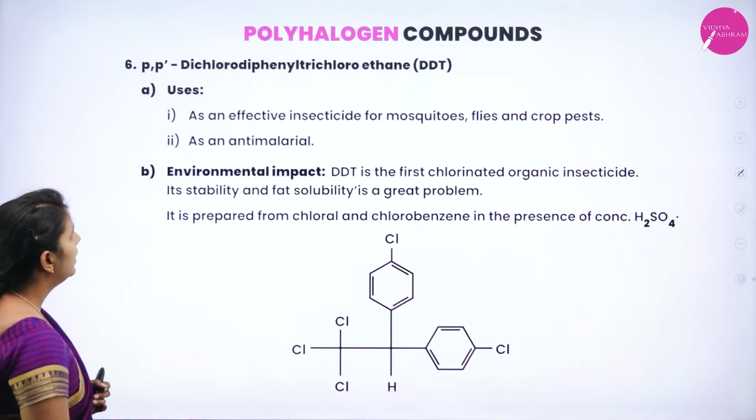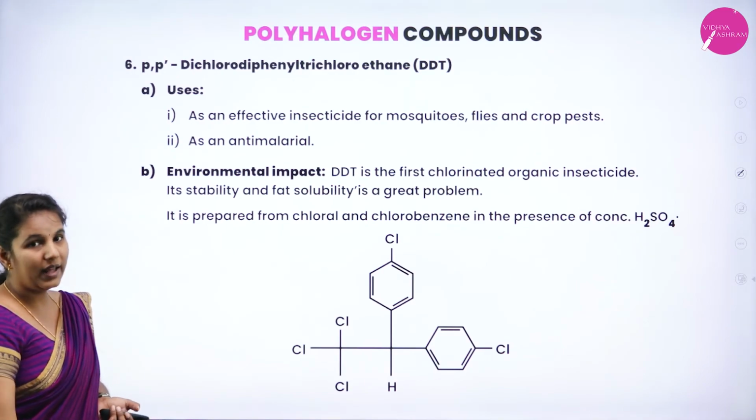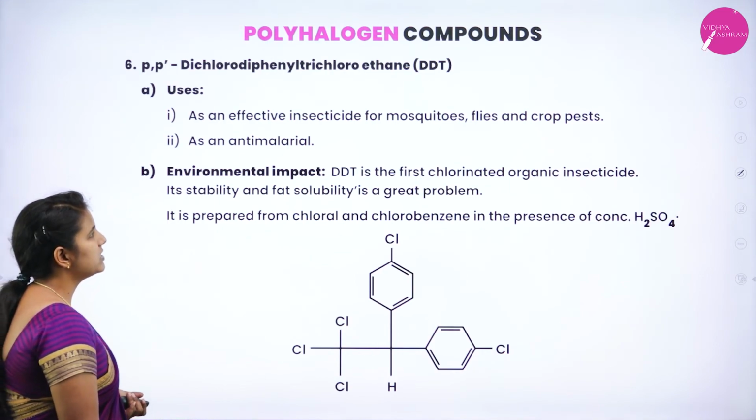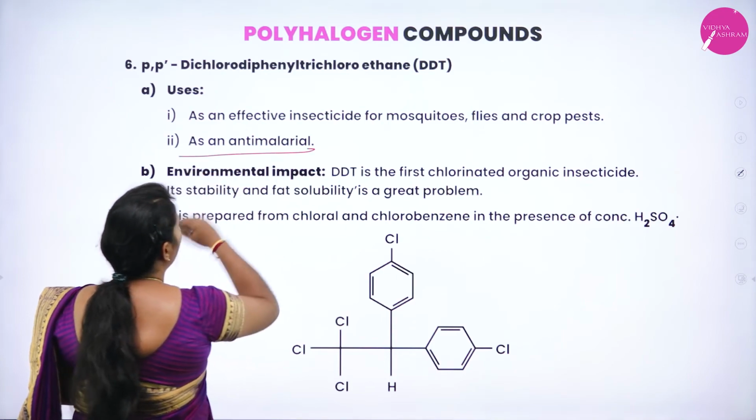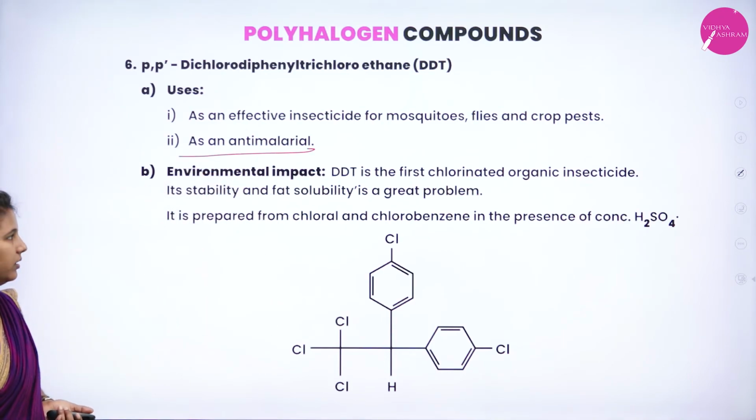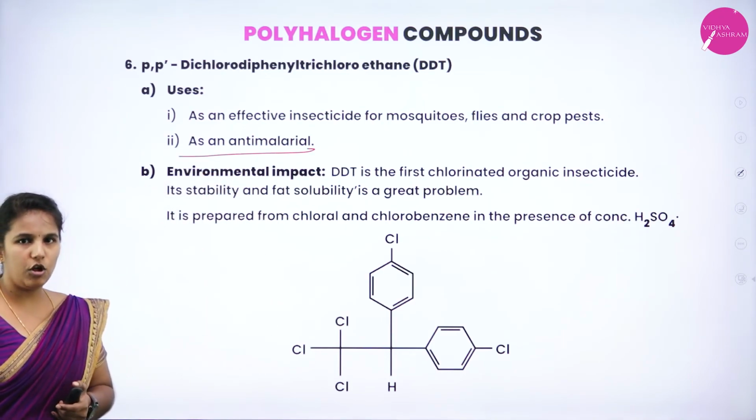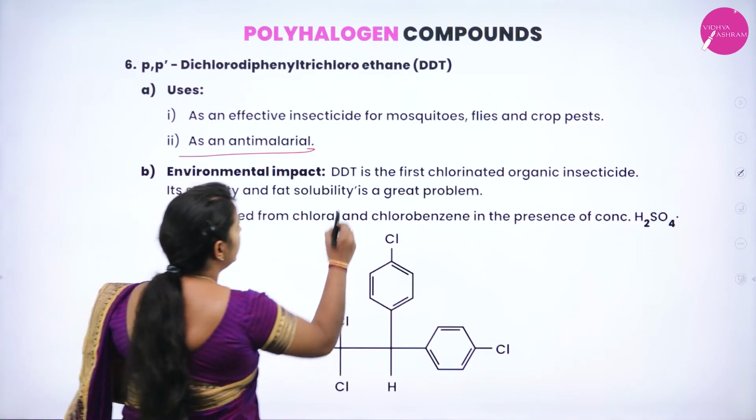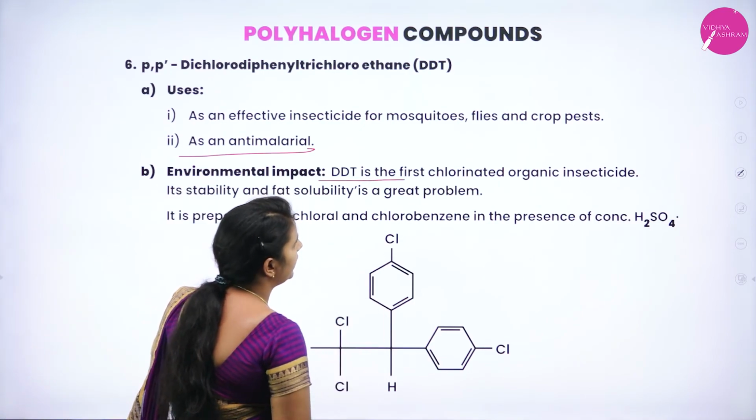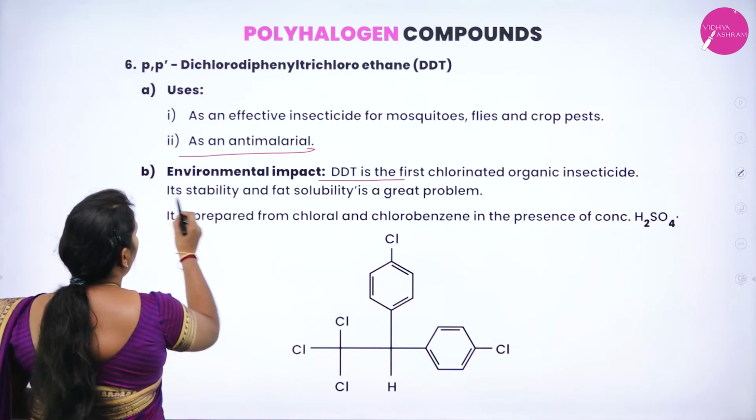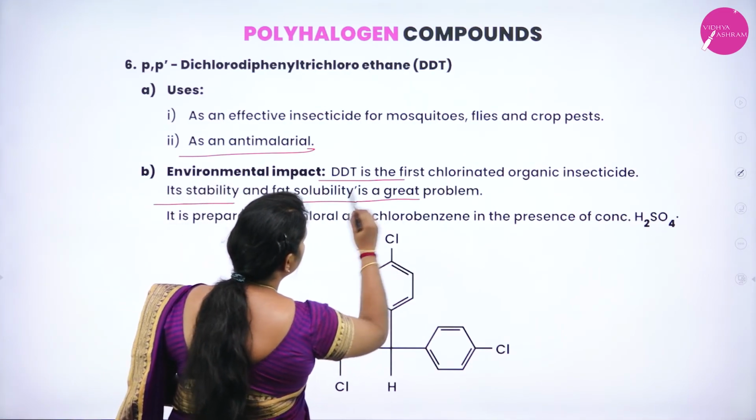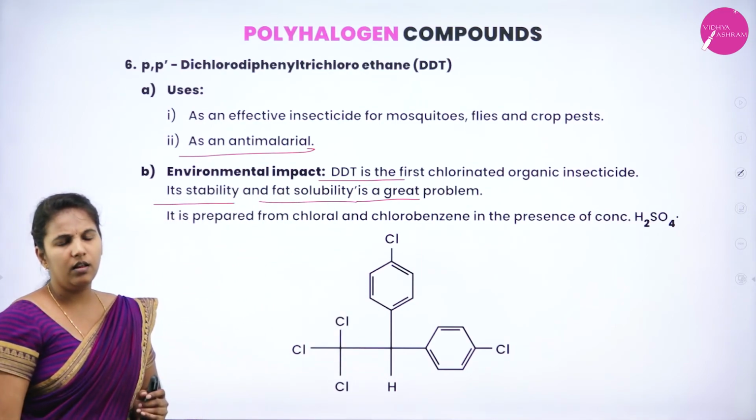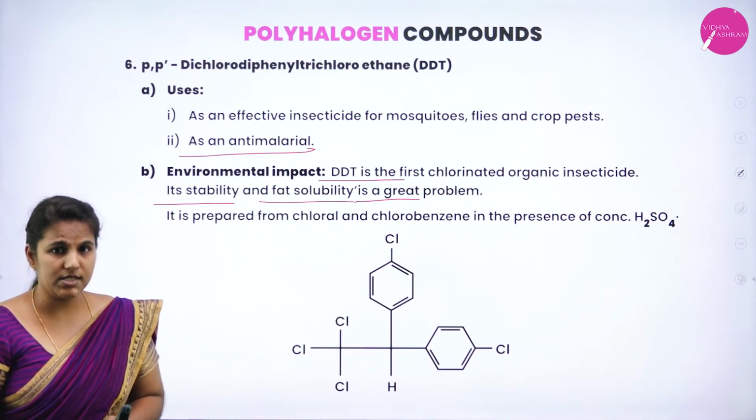Lastly, we have dichloro-diphenyl trichloroethane, that is nothing but DDT. Hope you all know that. It is mainly used as what? Insecticide to avoid flies as well as mosquitoes as well as crop pests, and as an anti-malarial. Okay, coming to their environmental impact, DDT is the most chlorinated organic insecticide, and its stability and fat solubility are a great problem. What does it mean? So we all know that DDT is an insecticide.